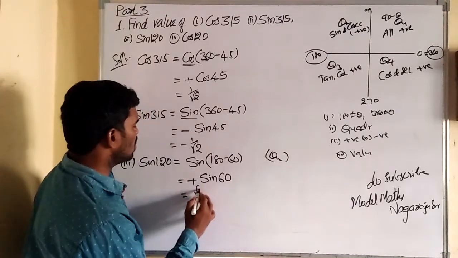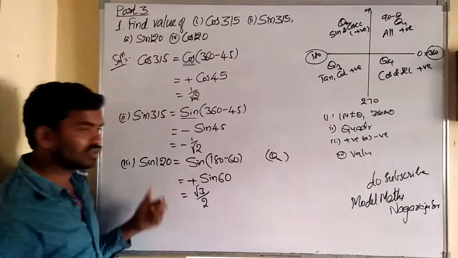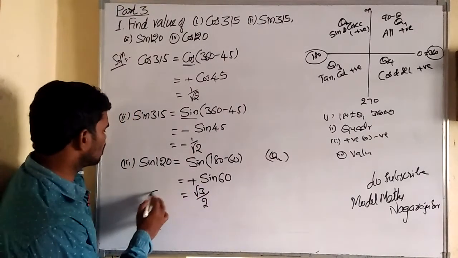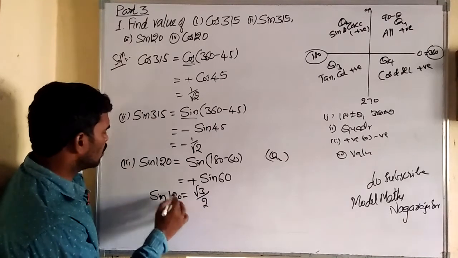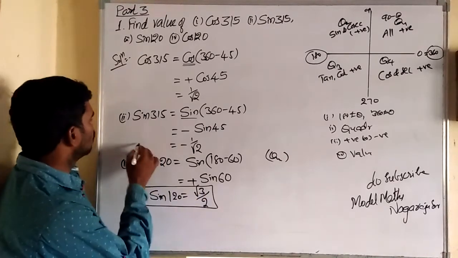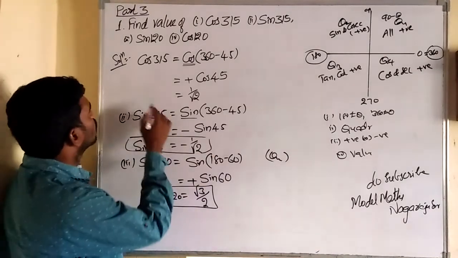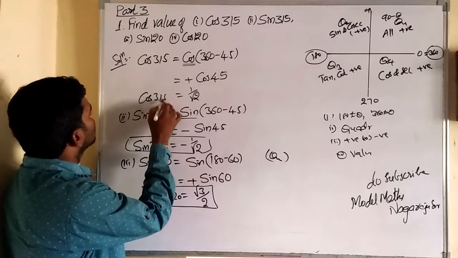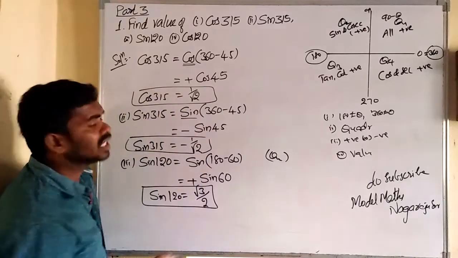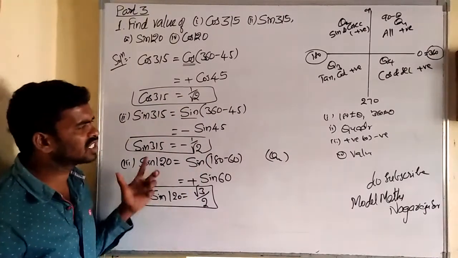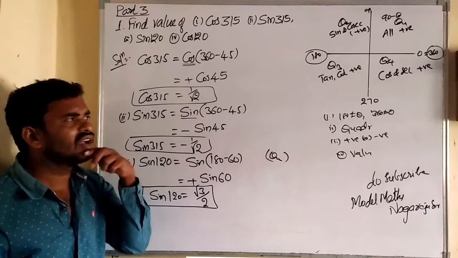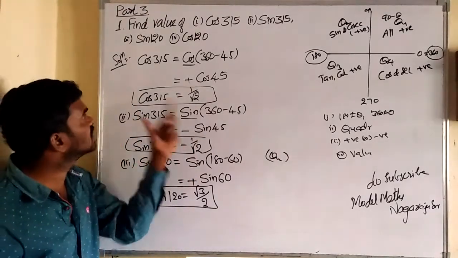What is sine 60 value? Root 3 by 2. That's it. So sine 120 value, how much? Sine 120 value becomes root 3 by 2. Okay now? Sine 350 value becomes minus 1 by root 2. Cos 315 value becomes 1 by root 2. Okay now? In this way we can find all values, not only sine, cos, tan, sec, cosec, any value we can find using this process.